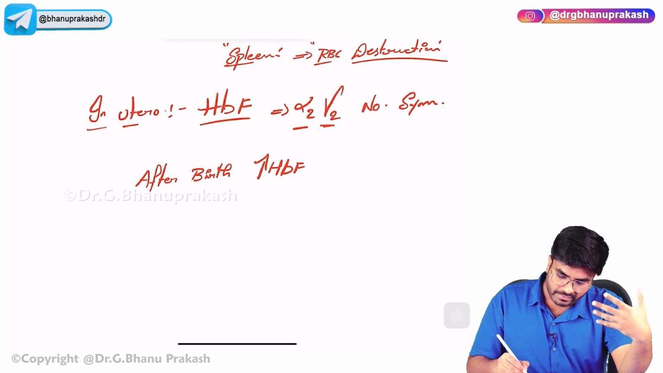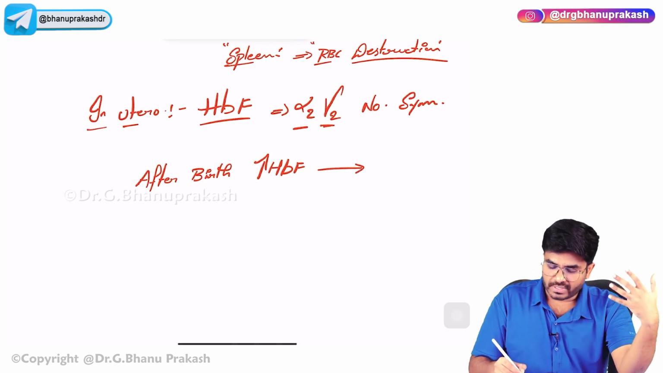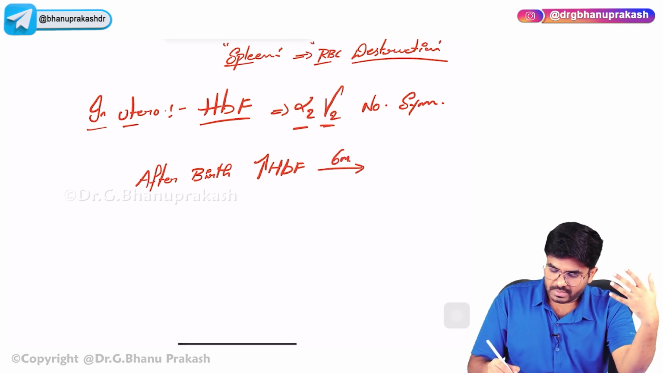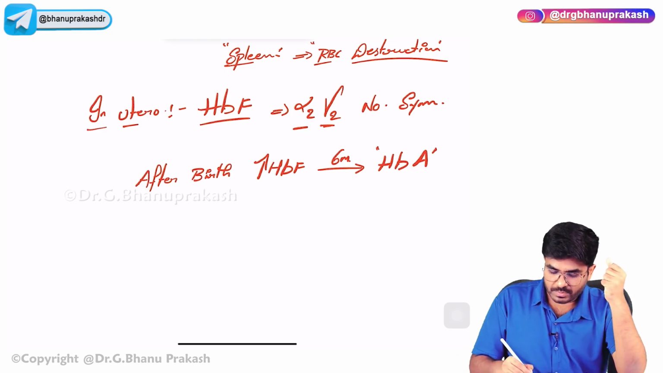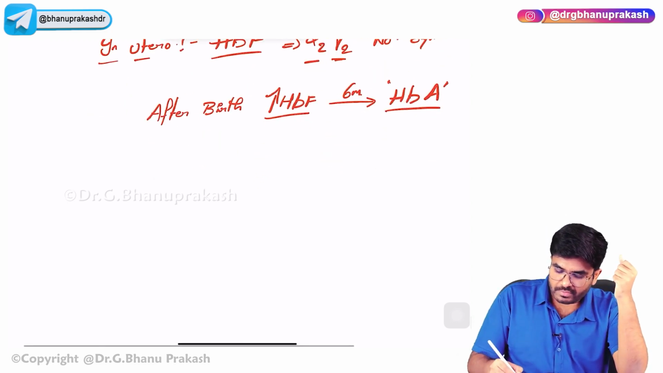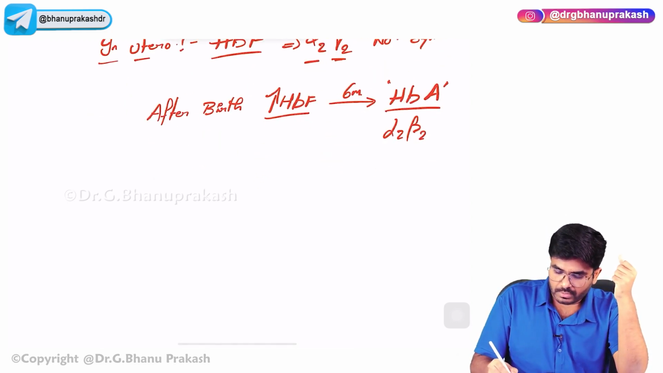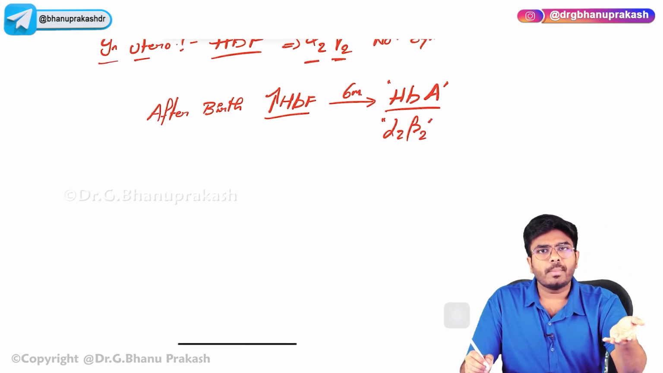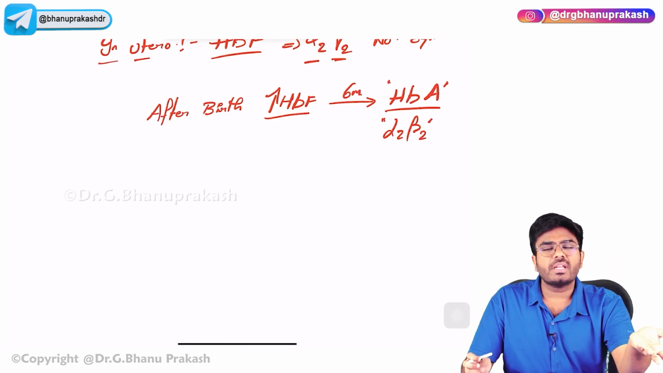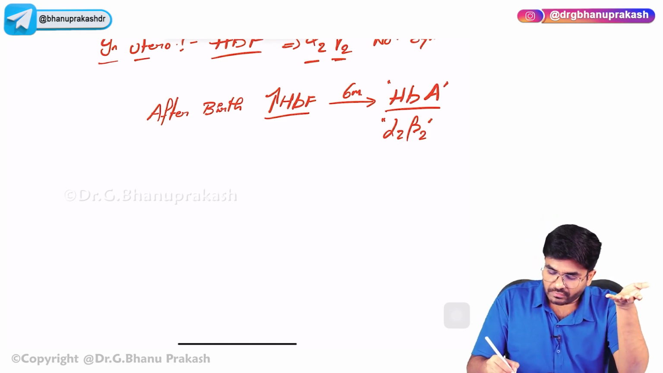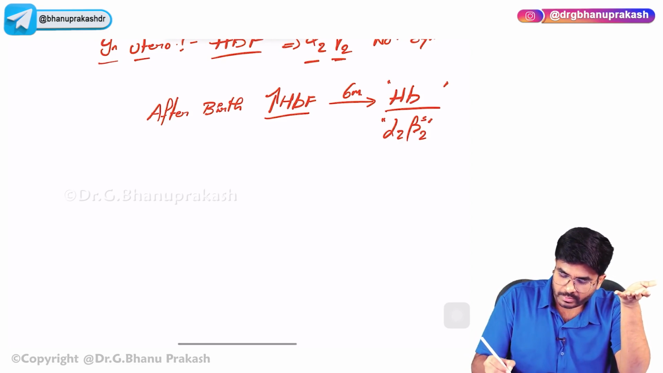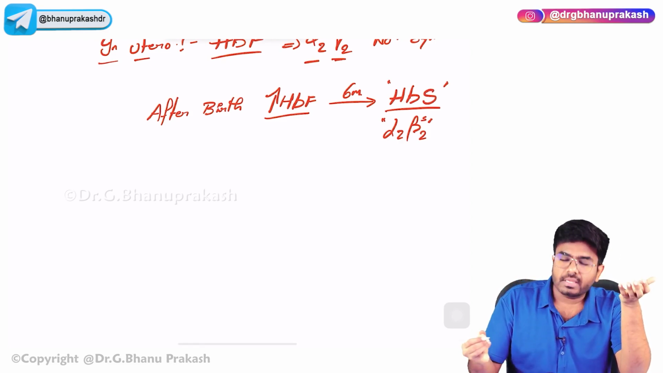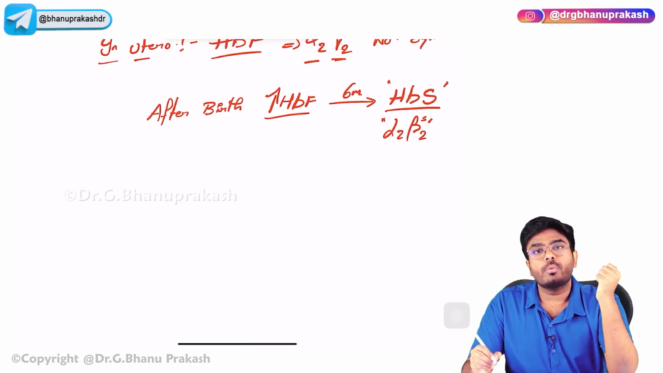When this HbF is replaced, for example at 6 months, with HbA, now tell me what happens. The HbF is getting converted into HbA, which means alpha 2, beta 2. Now beta chains are coming. These beta chains are defective, they are not normal. So it is not going to be HbA, it is going to be HbS, hemoglobin S, sickle cell hemoglobin.